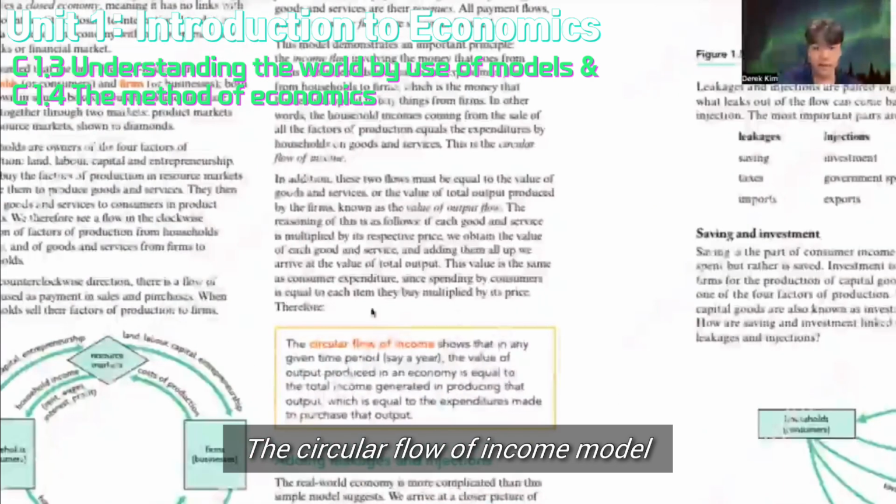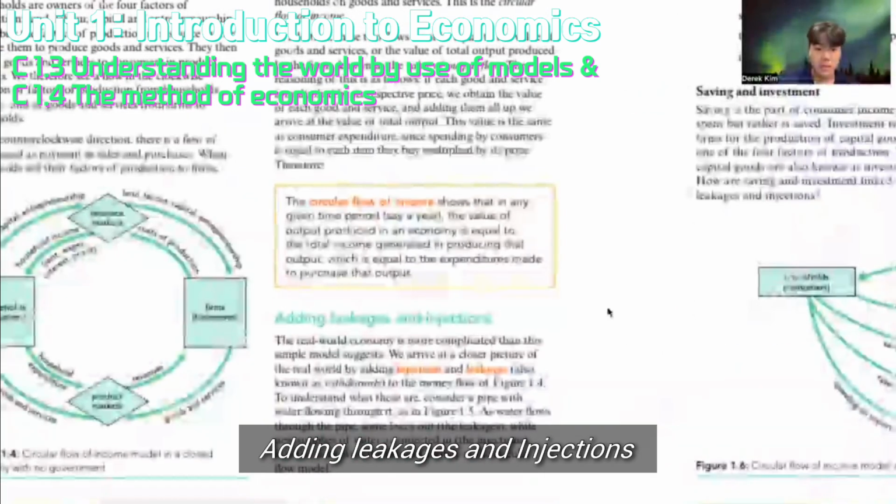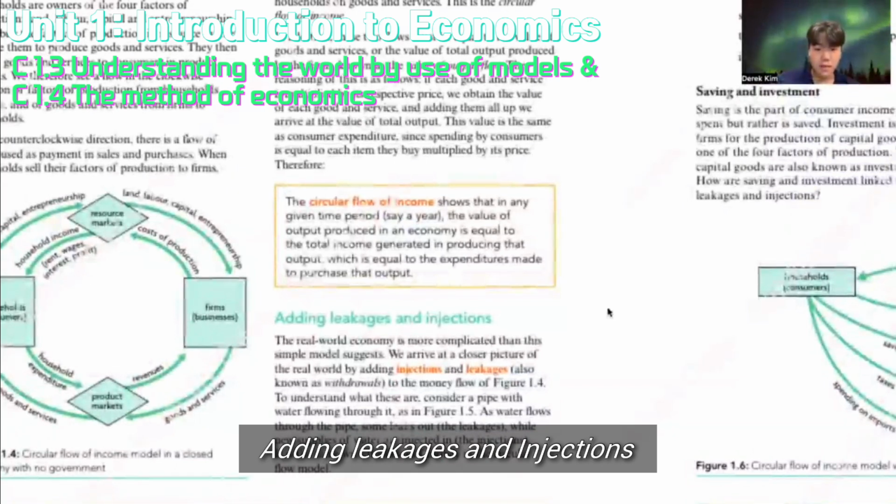I'll read the yellow box once again. The circular flow of income shows that in any given time period, let's say a year, the value of output produced in an economy is equal to the total income generated in producing that output, which is equal to the expenditures made to purchase that output. Now, adding leakages and injections. The real-world economy is more complicated than this simple model suggests. As I mentioned, we arrive at a closer picture of the real world by adding injections and leakages, also known as withdrawals, to the money flow of 1.4.